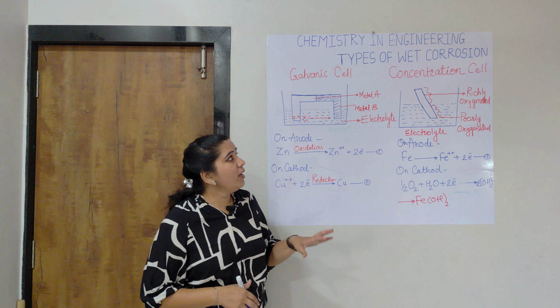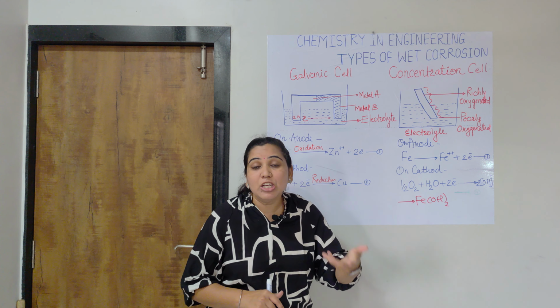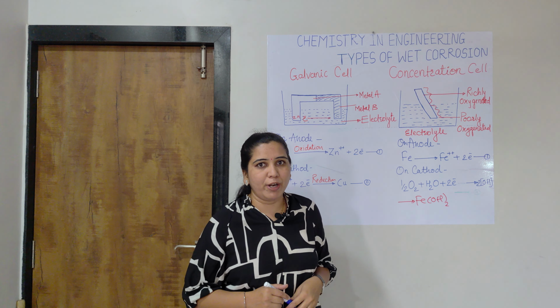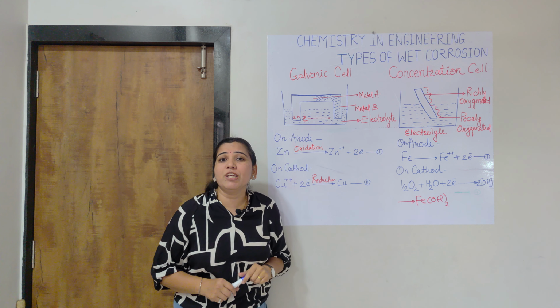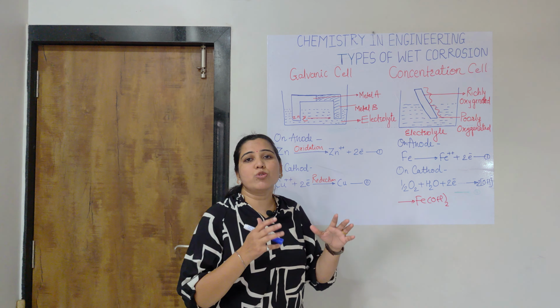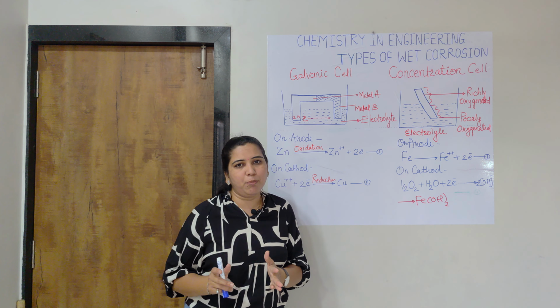Now today we are going to see what the main types or main conditions are where there is a possibility of wet corrosion. First of all, we will see what wet corrosion is. Wet corrosion is also called electrochemical corrosion. It is also called an immersed type of corrosion.